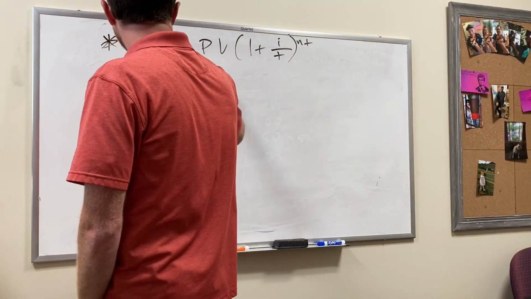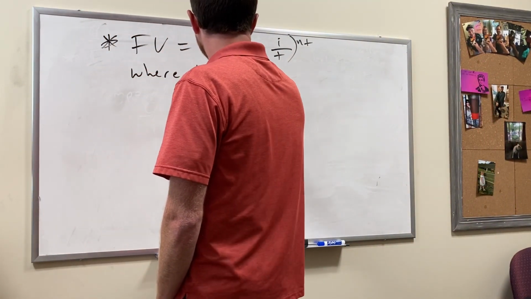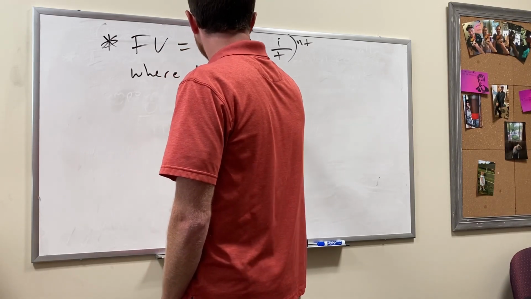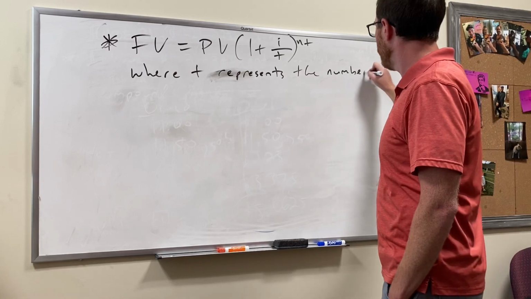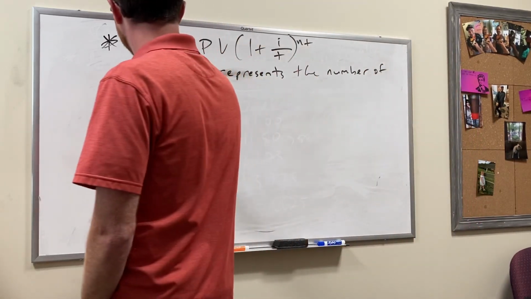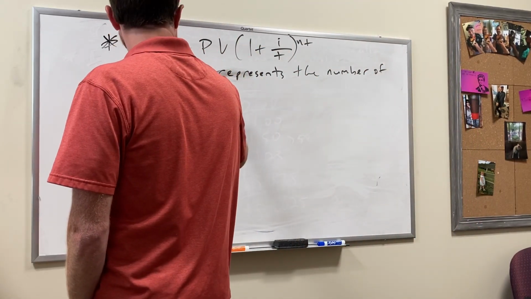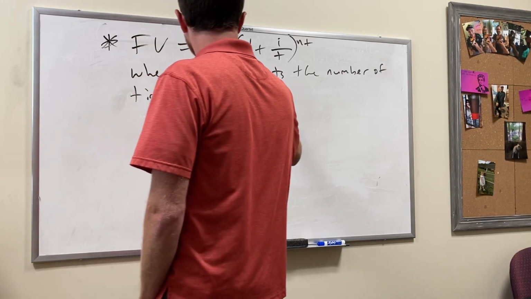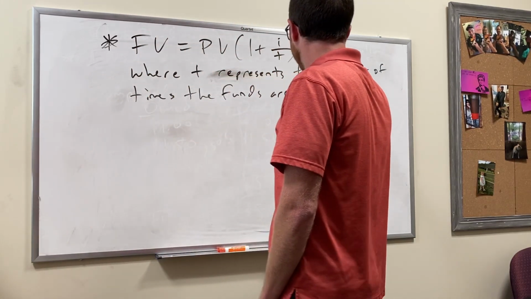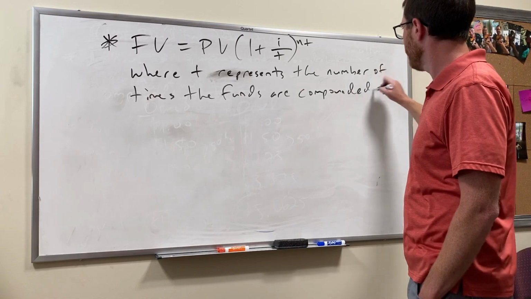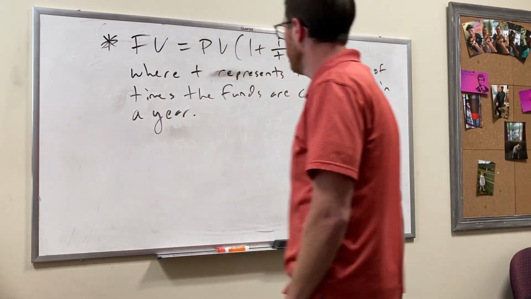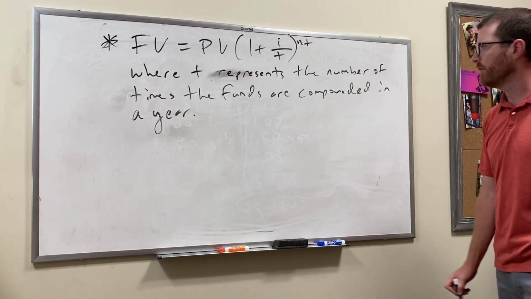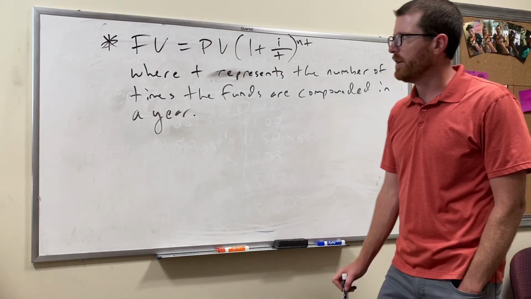That t represents the number of times funds are compounded in a year. t represents the number of times the funds are compounded in a year. Okay.